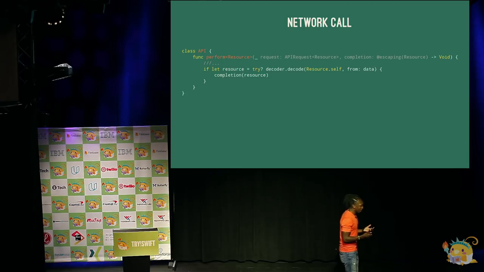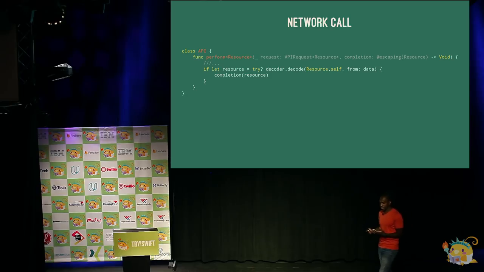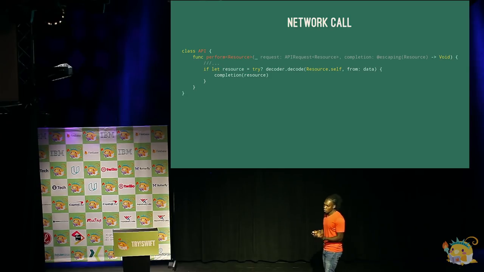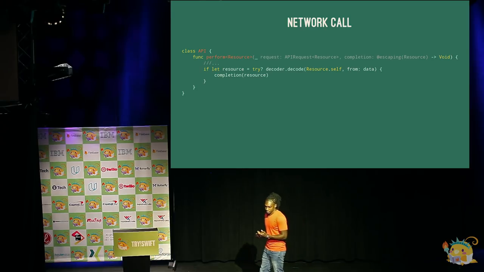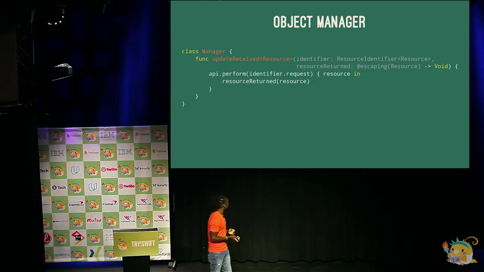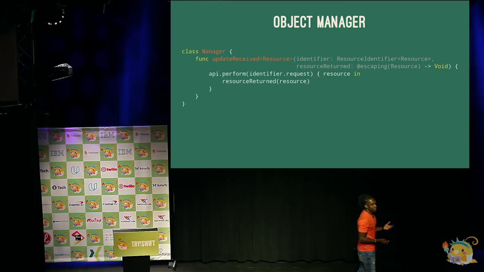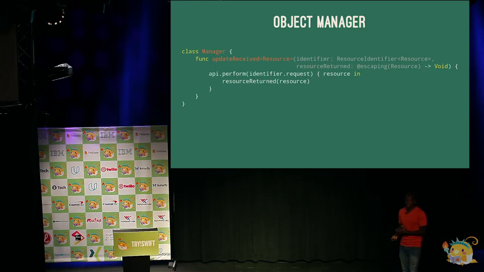Here is what your network call might look like. I trimmed this network function just to focus on what's essential. Perform takes a generic API request that it can use then to make a network call. Once the data is returned from a successful call, we can then decode that data into a codable resource, into a concrete object, and pass that to our completion handler. And this is where we're going to call the perform function that we just identified. This function takes the resource identifier, and from that identifier, it could get the request and pass that request to the perform function.